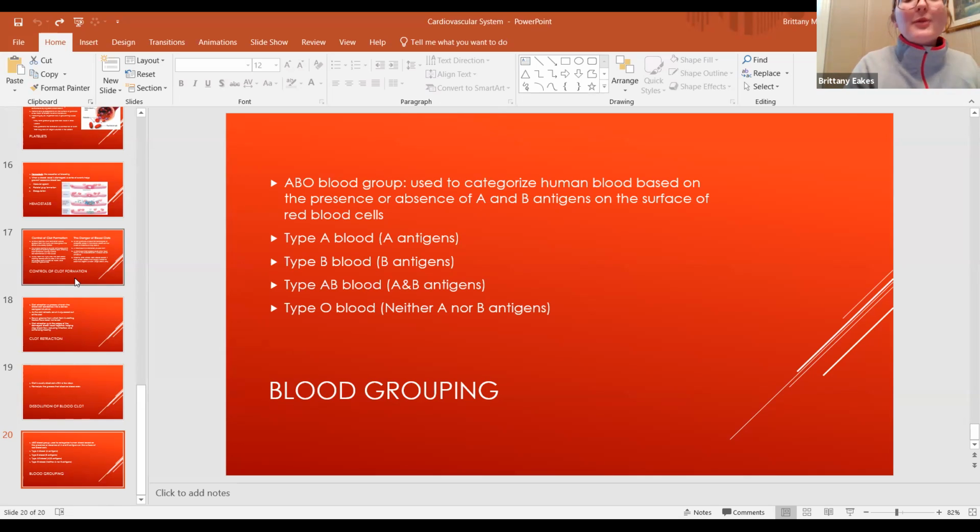That's how we do blood transfusions. It's really important to know your blood type. A lot of people don't know their blood type.